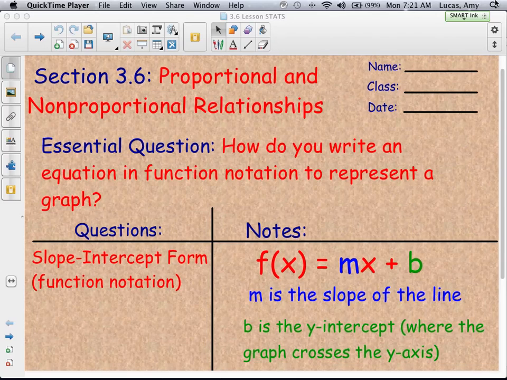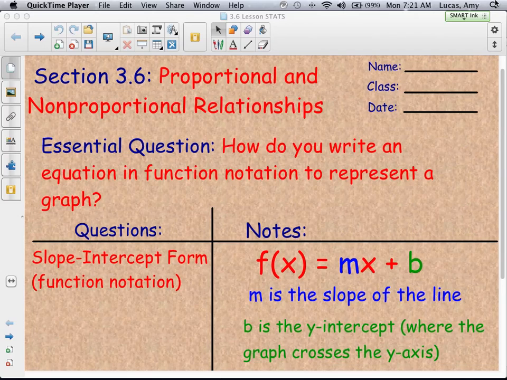It looks very similar to the equation that we used for arithmetic sequences, because arithmetic sequences are linear. The graphs of arithmetic sequences are lines. So that's where the similarity comes in.